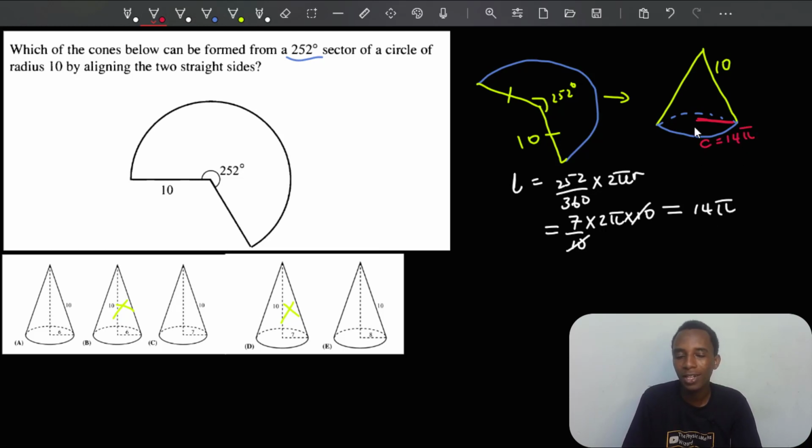Using that, I can find what the radius is. We know that circumference is 2 pi r. This circumference is 14 pi from here, so 14 pi equals 2 pi r. So r is going to be 7 units. Let's make that clear: this is 7 units.